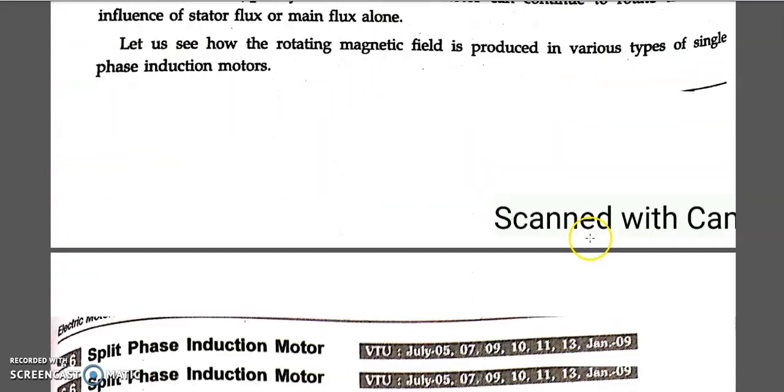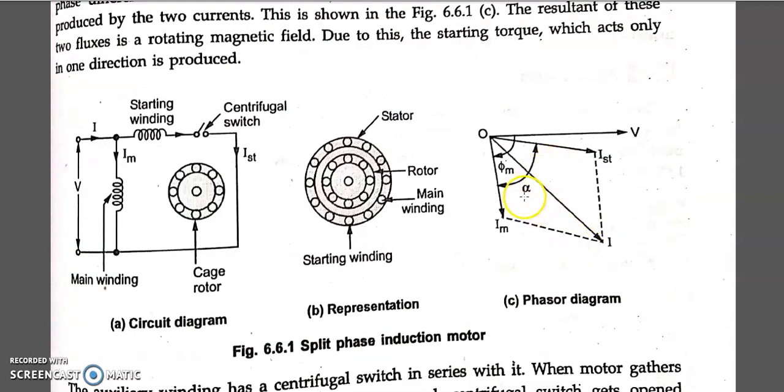So alpha is the angle between IM and IST. As alpha increases, torque increases, so the starting torque will also increase. The resultant due to IM and IST is I. This I is the rotating magnetic field created due to the interaction between the main flux and the auxiliary flux, or the main winding and the starting winding in the diagram.